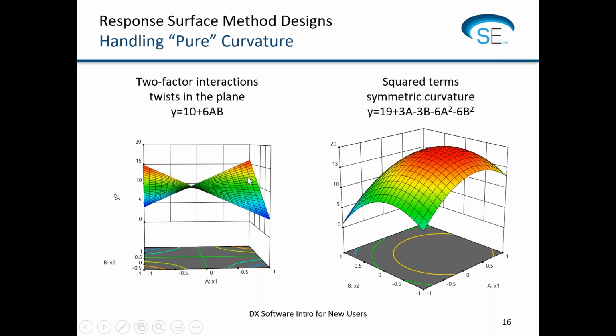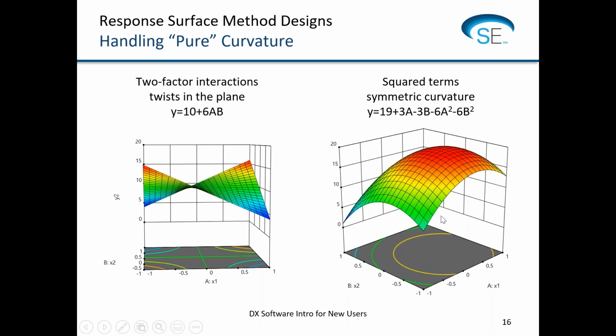And this is the type of response surface that you can create when you have a two-factor interaction present, or an interaction term, right? β6AB up here. Well, you can introduce a twist to the response surface plane with a two-factor interaction, but what you can't do is evaluate a hill or a valley in the interior of the design space. We would need additional terms to do that.